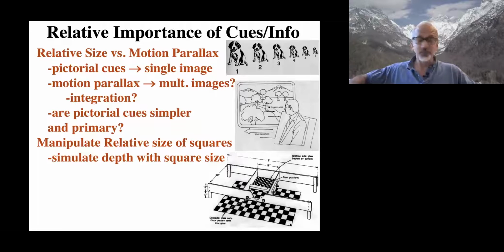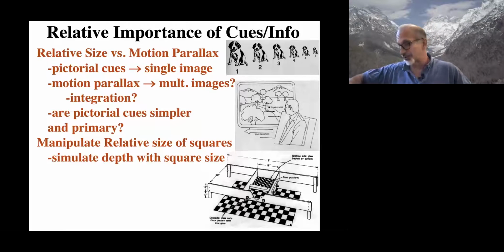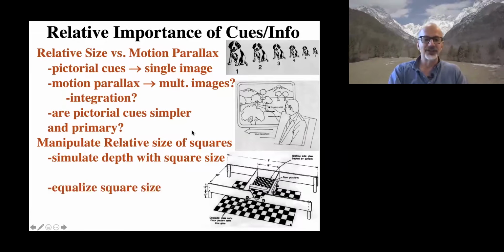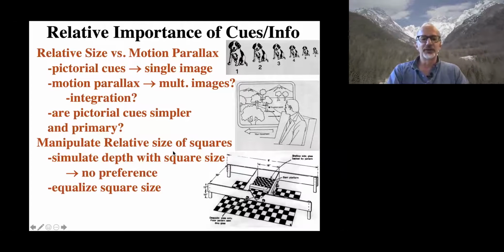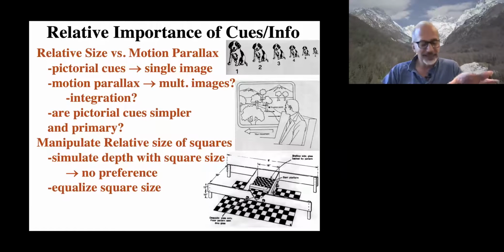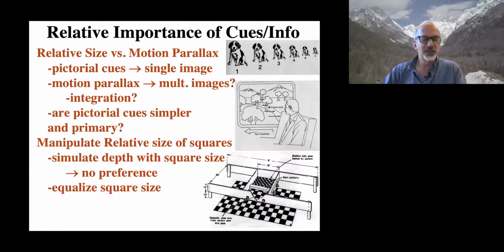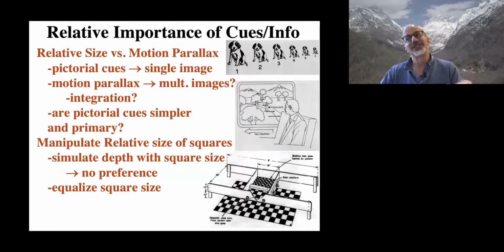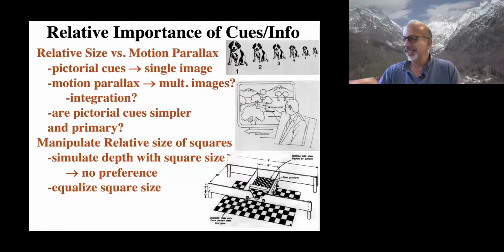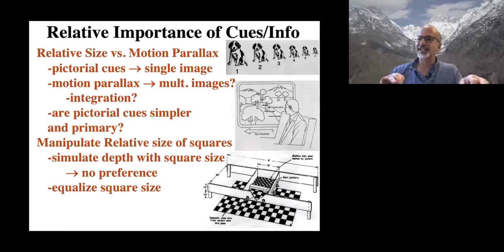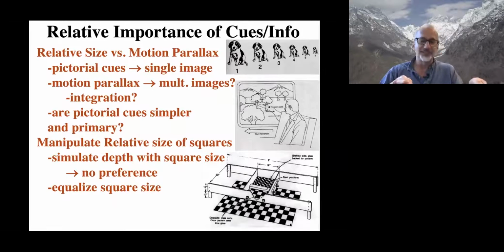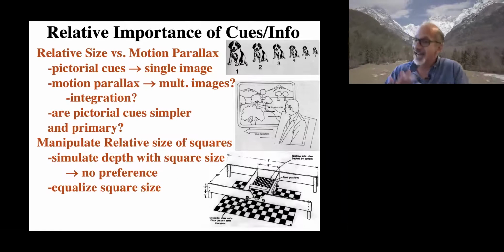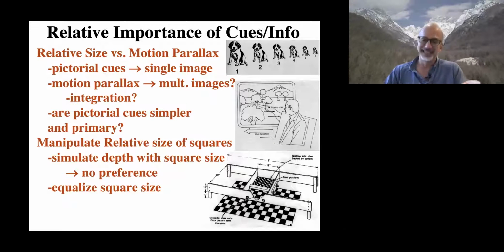When both sides are actually shallow, but we're simulating depth by having one side with smaller squares, infants don't care. It seems that they kind of ignore the size of the squares, and they'll go equally for the side that has big squares and the side that has small squares that are equally shallow, one of which is simulating depth. So it seems like they're not fooled by this at all; the square size is not going to fool the infant into thinking that one side is deep and one side is shallow. So they're not, it seems, using relative size in this case.